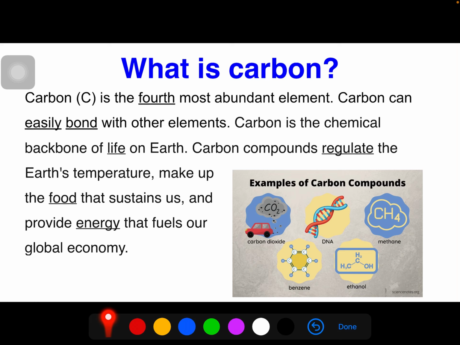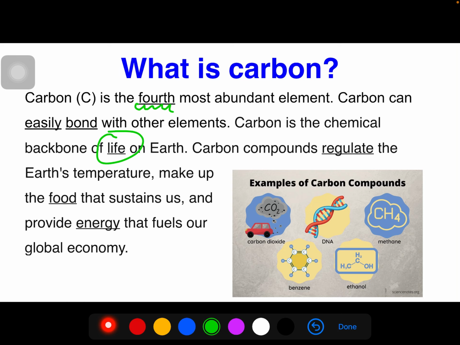We know carbon is the fourth most abundant element in the universe. And it's got this unique structure where it can easily bond with many other elements. So it's a usable element that creates so many versatile different things. And one of the key things that it puts together on Earth is life. So we call carbon the backbone of life.